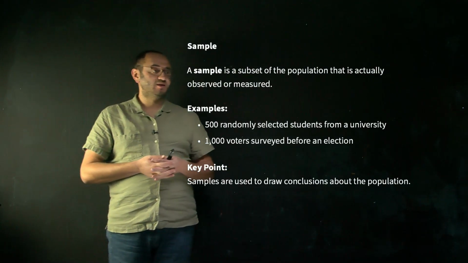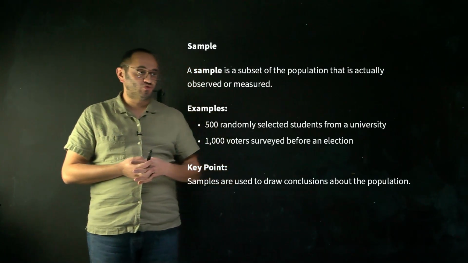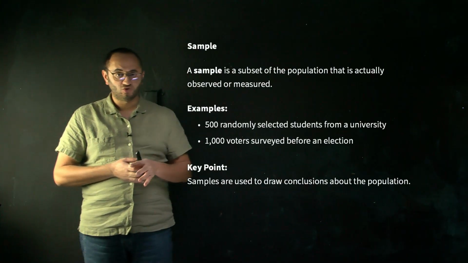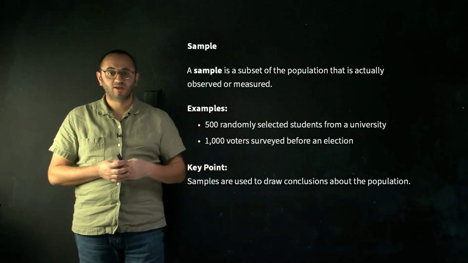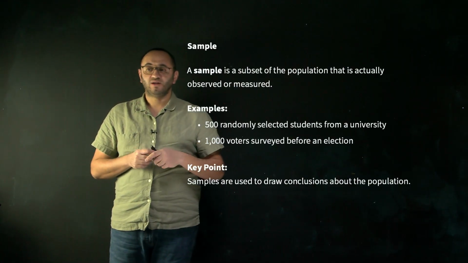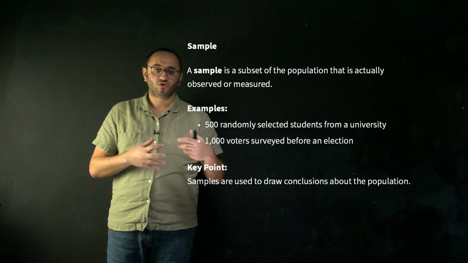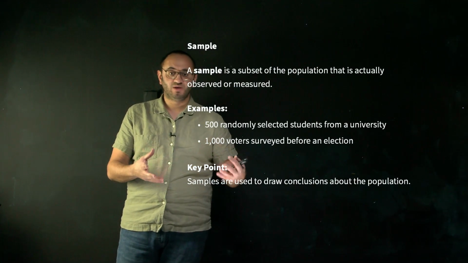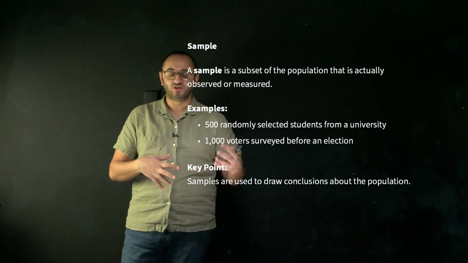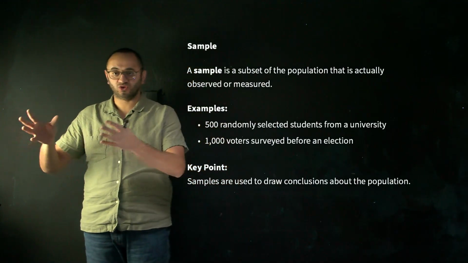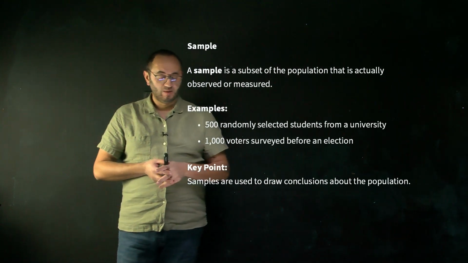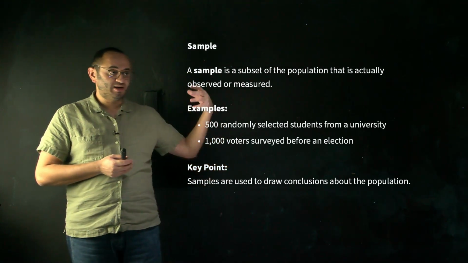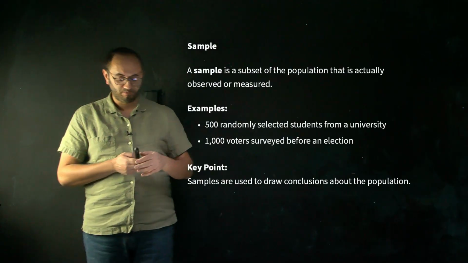The key point here is samples are used to draw conclusions about the population. So once we have a sample from that population, we can create, for example, the confidence interval and make statistical inference. We are going to talk about those definitions later in this course. But once we know the sample, we can make a conclusion about the population.